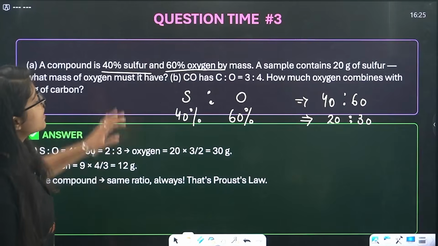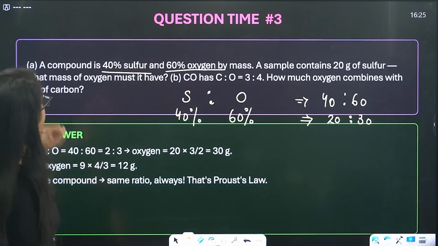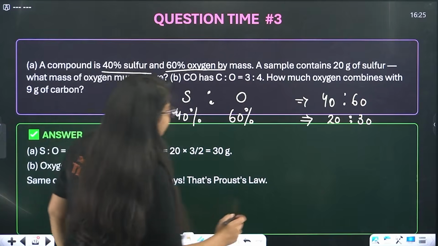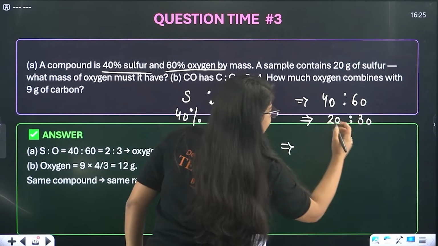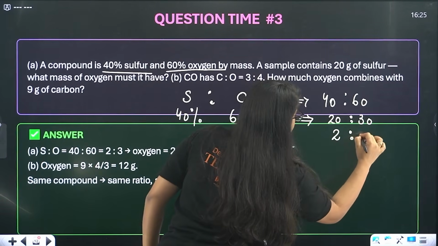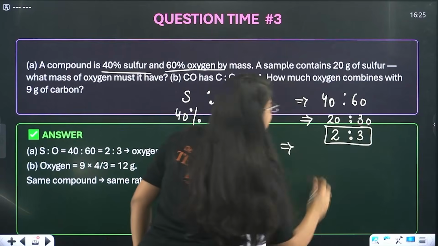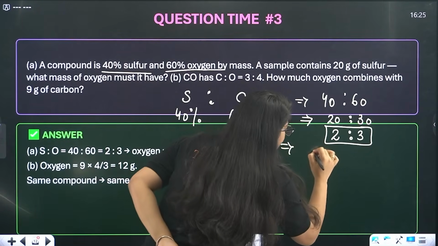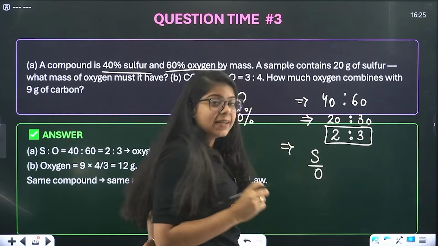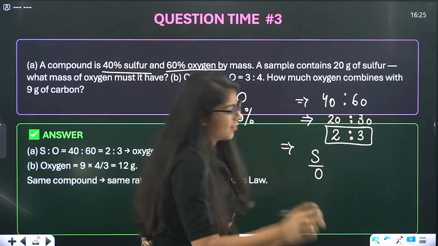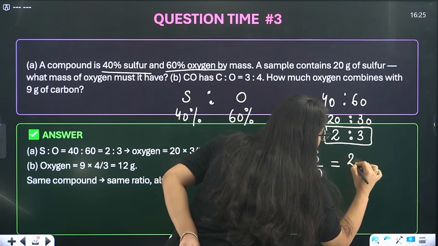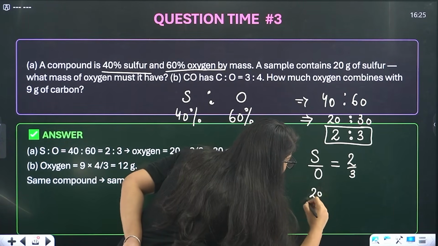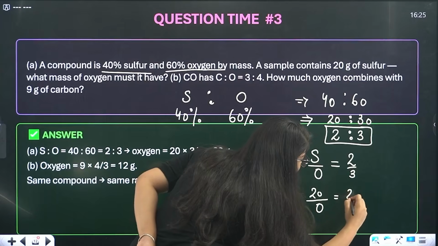Now they're saying a sample contains 20 gram of sulfur, and what mass of oxygen must it have? Beta, if you cut this down, this will be again 2:3. So this is the ratio of masses. The ratio S by O, I can write the ratio as a division, right? That's the math. So S ratio O is given by 2:3. What is the mass of sulfur? Ma'am, 20 gram. The mass of oxygen we have to find, and it equals 2/3.